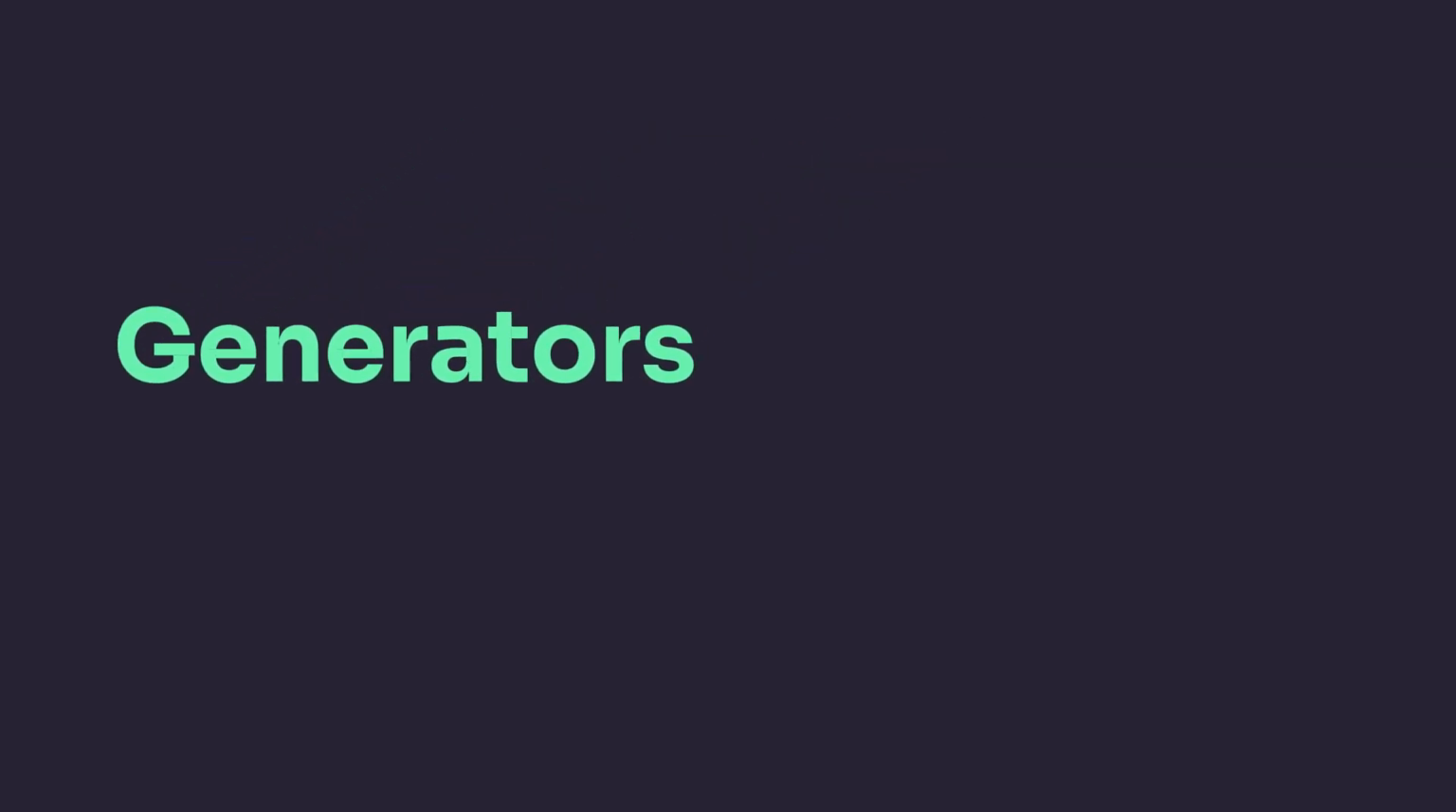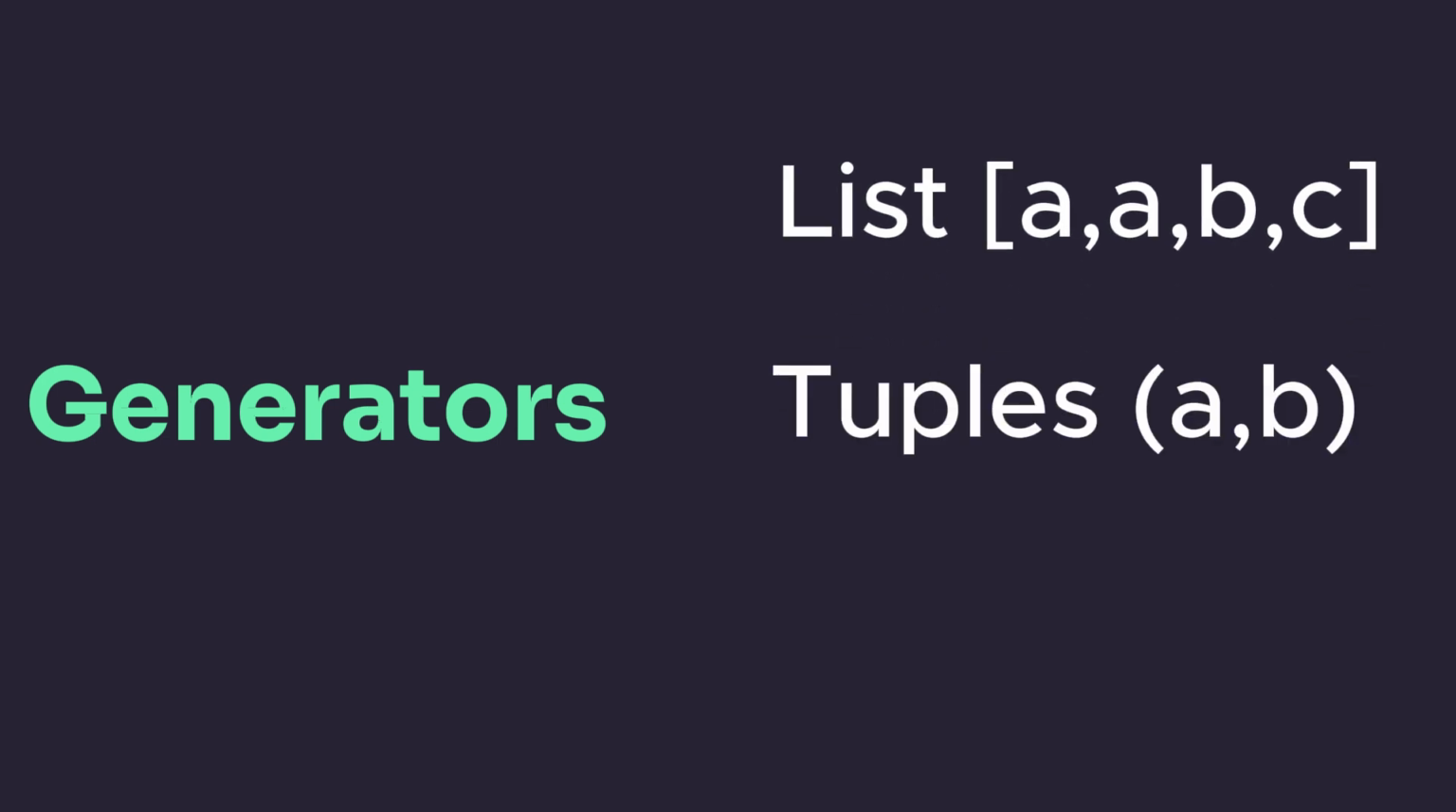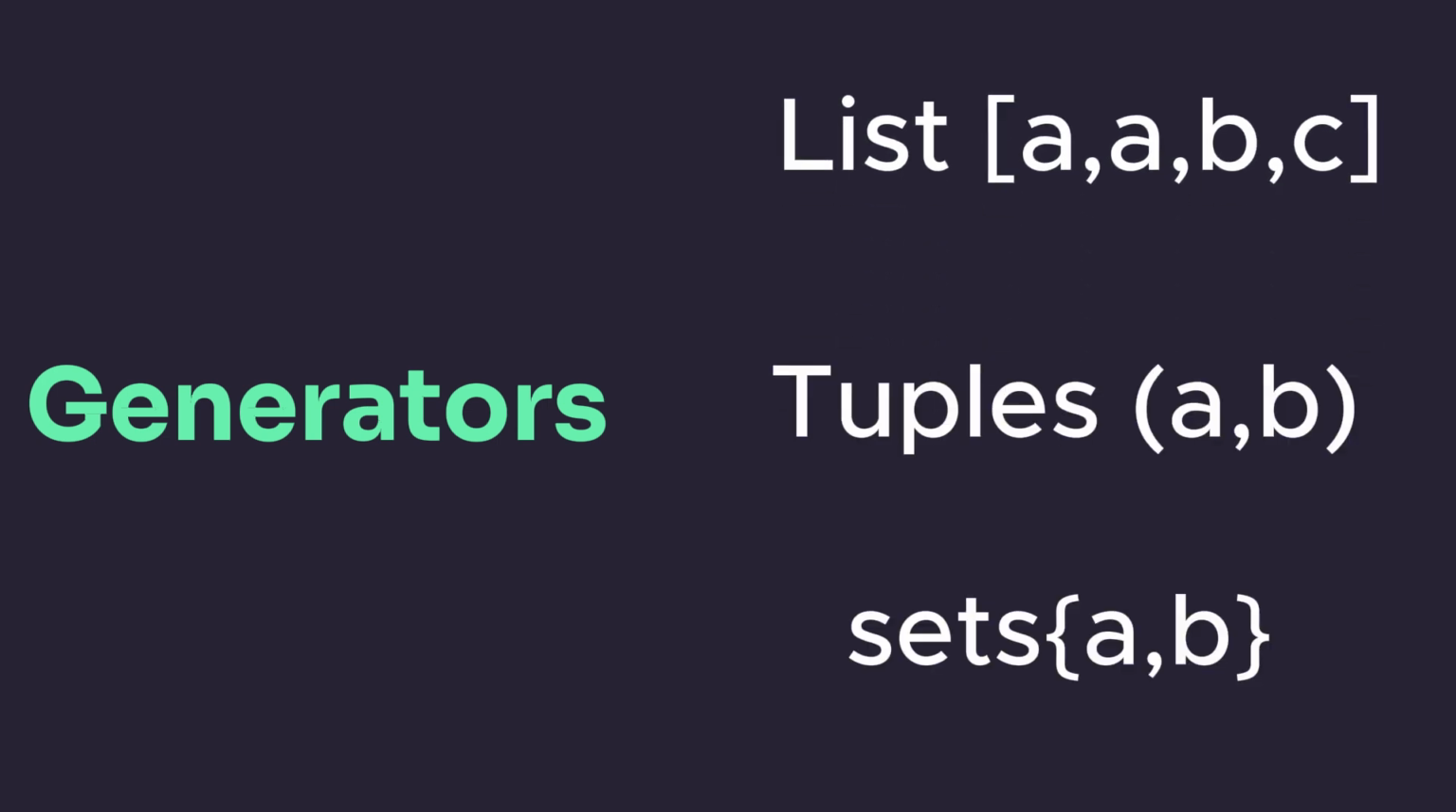Generators are quite different from ordinary lists, tuples, and sets. In a list, values are pre-stored in a structure. In contrast, generators produce values whenever we need them.